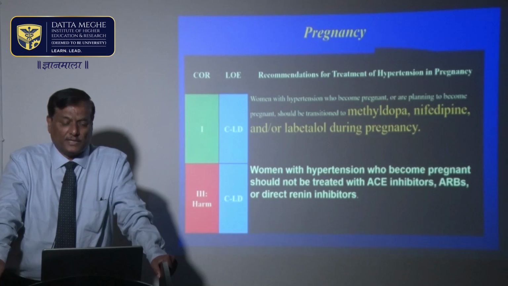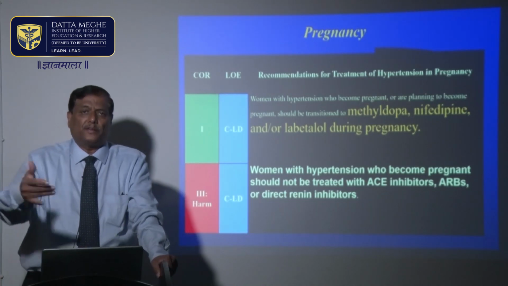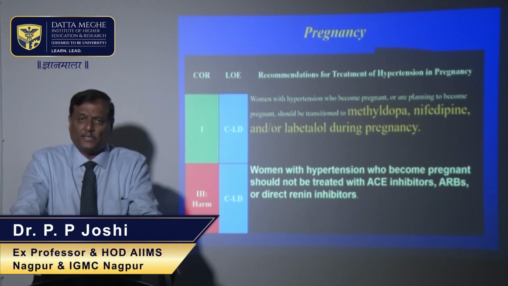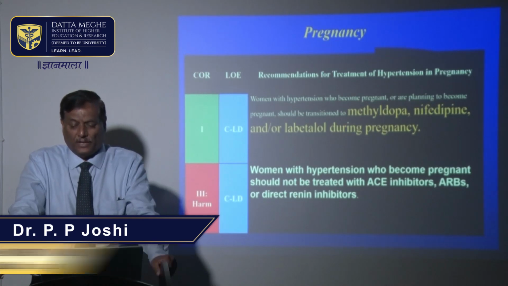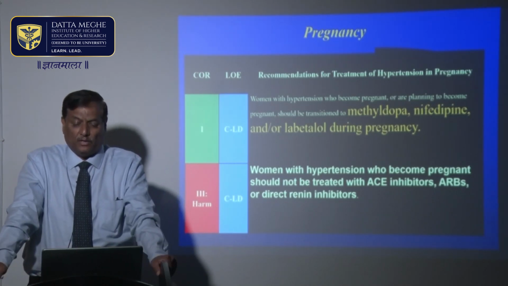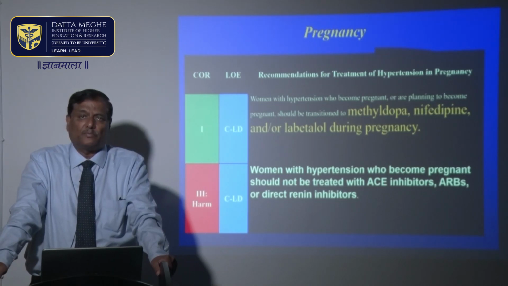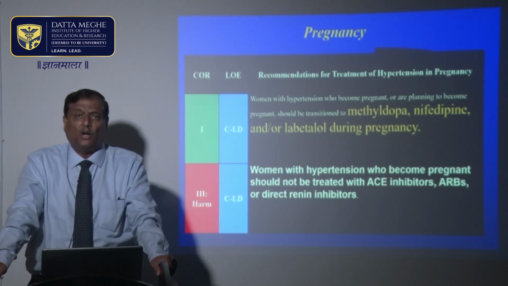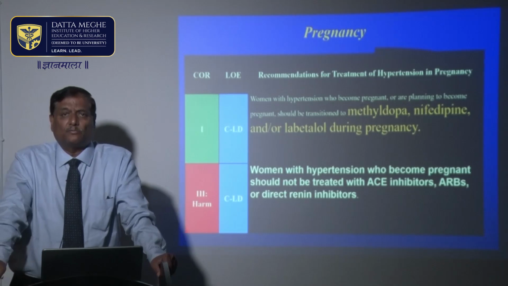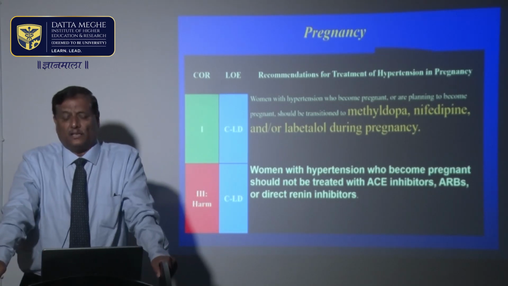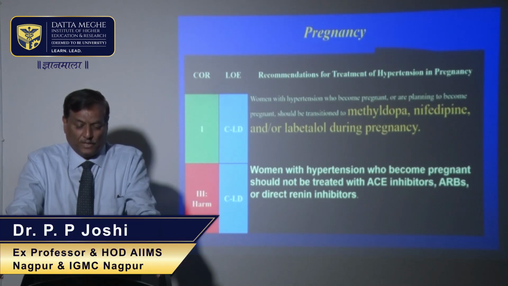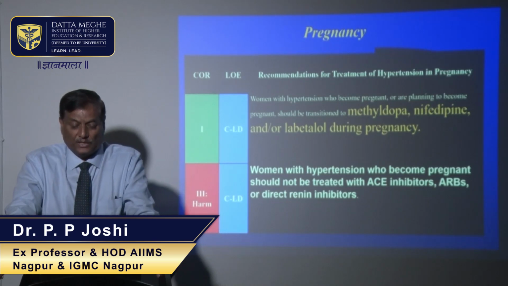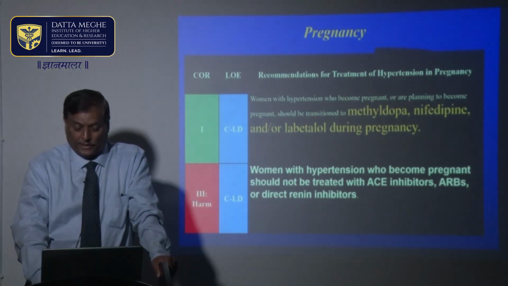The drug of choice in pregnancy induced hypertension, that means hypertension which is detected during pregnancy, and the safest drug, is alpha methyl dopa, 500 milligrams twice a day, which can go up to 2 grams per day. Another drug is labetalol or nifedipine. These are other drugs which can be used very safely in pregnancy. Amlodipine, that means calcium channel blockers, also can be used in pregnancy without much side effects. Beta blockers and ACE inhibitors, ARBs should be avoided totally. So women with hypertension who become pregnant should not be treated with ACE inhibitors and ARBs or direct renin inhibitors.